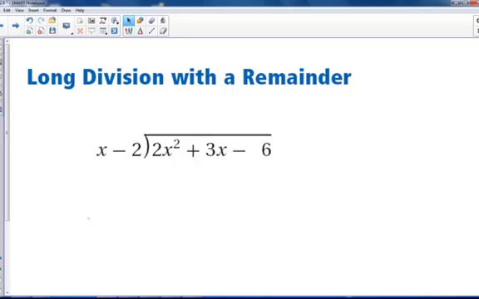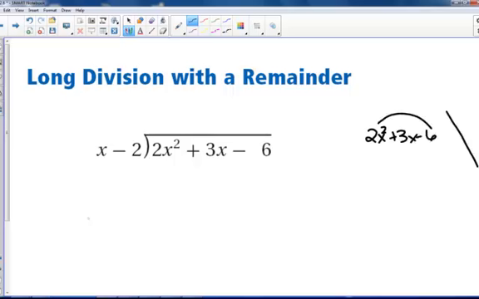All right, the next problem is the same thing, except this first part, 2x squared plus 3x minus 6, is not factorable, because the two numbers that multiply to give negative 12 and add to give 3 don't exist. So this is where you have to use long division, and long division is your only option. X times what is 2x squared? And that would be 2x.